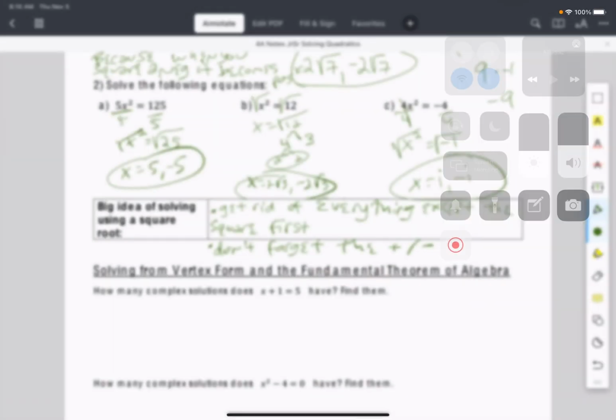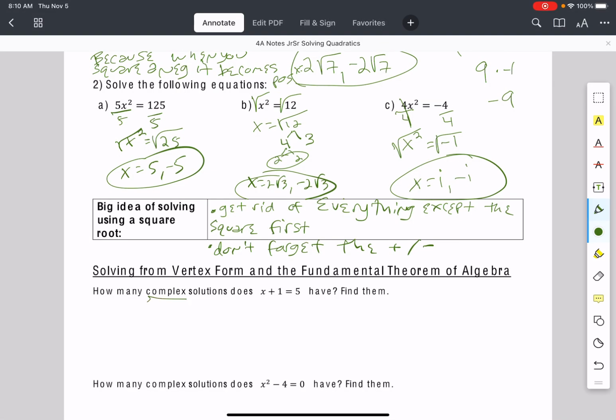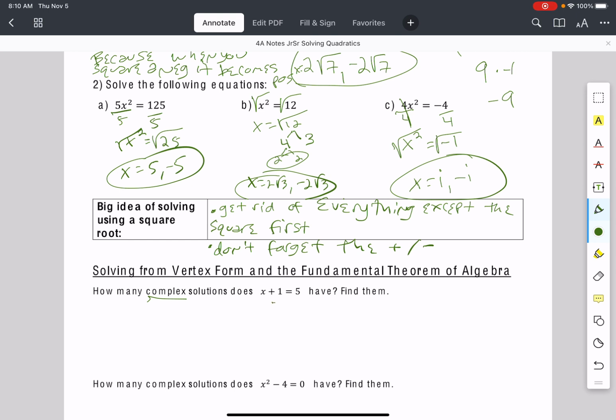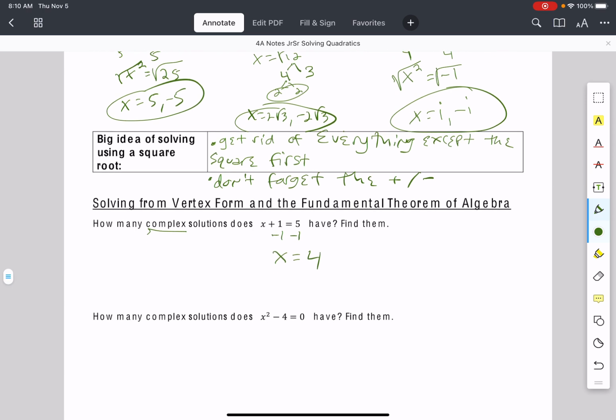Okay, one more time. When I say complex, what's a complex number again? Every number ever. So imaginary, irrational, doesn't matter. All numbers are complex numbers. So if I was going to solve this, then I would minus 1 on both sides, right? X equals 4. What's the highest exponent in this equation I just came up with? 1. And how many answers did it have? 1, okay? Now let's look at this one.